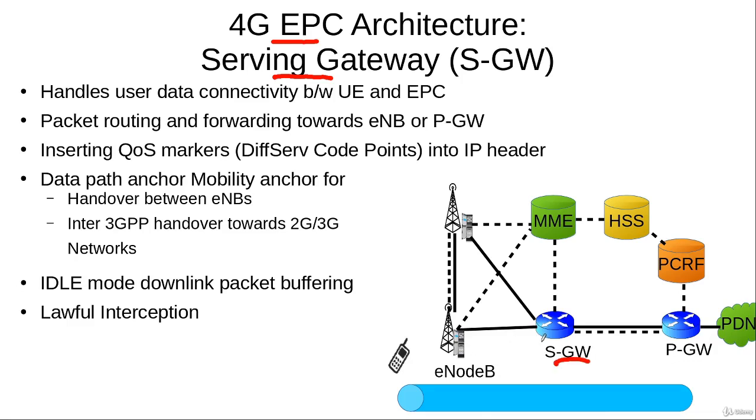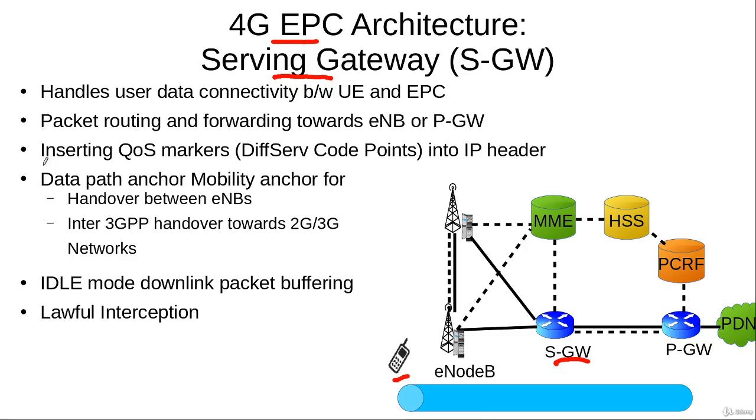Serving gateway is simply a router, and what it does is that the user data that it receives from the user equipment, it routes it to the PDN gateway, and the user data that it receives from the PDN gateway, it routes it to the respective eNode B, so that from there on it can be sent to the corresponding user equipment.